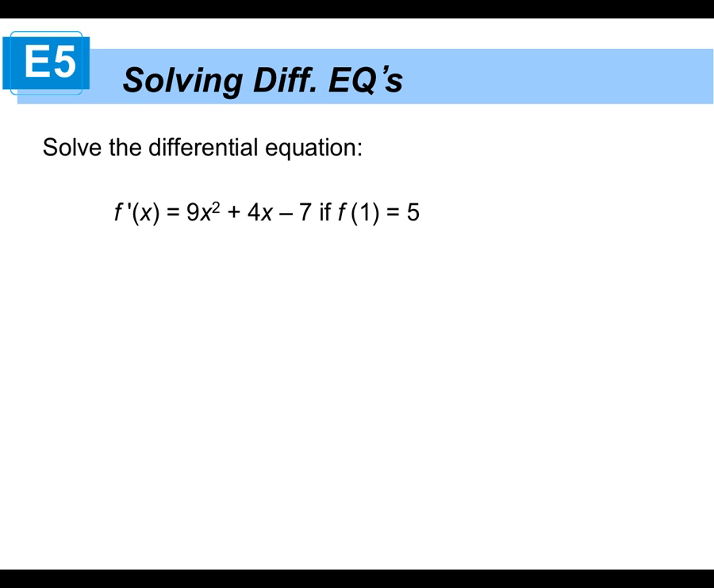So I've got a nice pretty polynomial, f prime of x is 9x squared plus 4x minus 7, and I have some initial condition there that f of 1 is equal to 5. So start by taking the antiderivative of that. What's the antiderivative of f prime of x? Nope. Yeah, f of x, lowercase f of x.